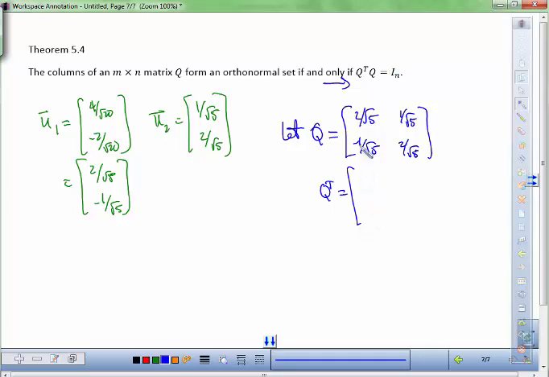So the transpose is what? 2 over root 5. We switch, instead of reading across, we would read down: negative 1 over root 5, positive 1 over root 5, and 2 over root 5. Can we just pull out root 5 and make things easier? We can't pull it out before we multiply, because if we do that, then it's not orthonormal anymore. It'll be orthogonal. So we want it to be orthonormal.